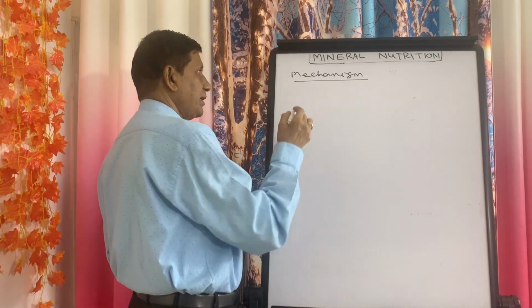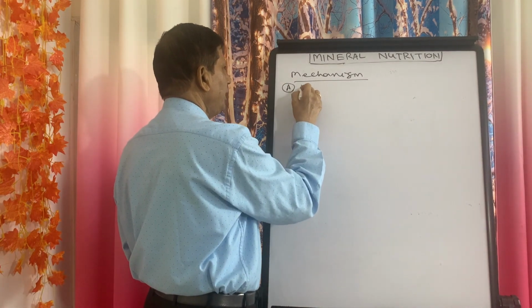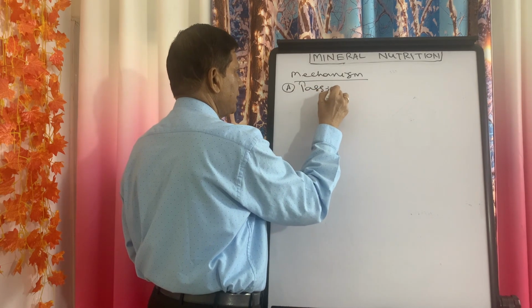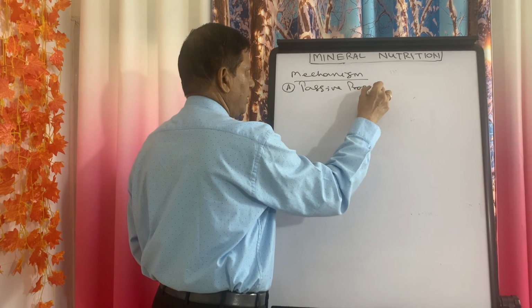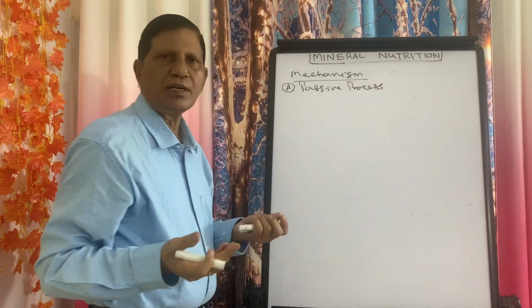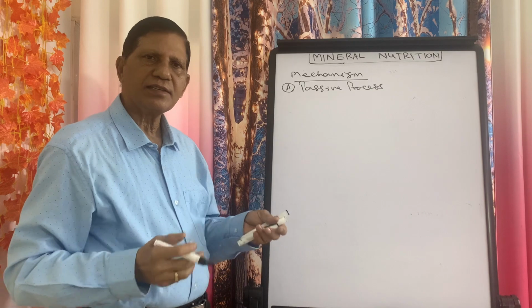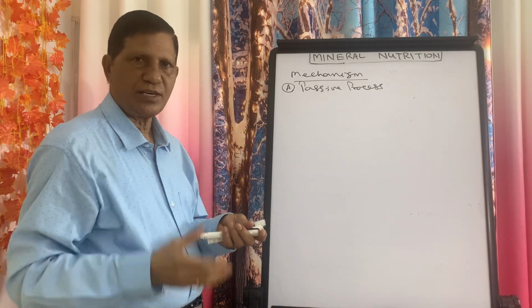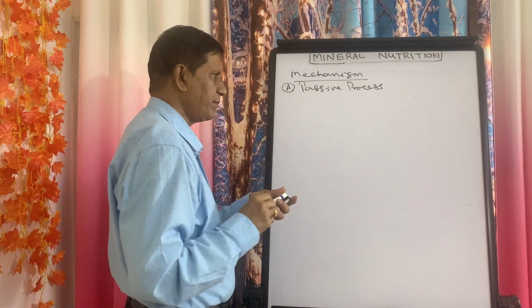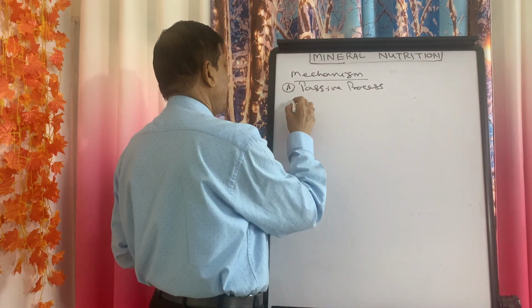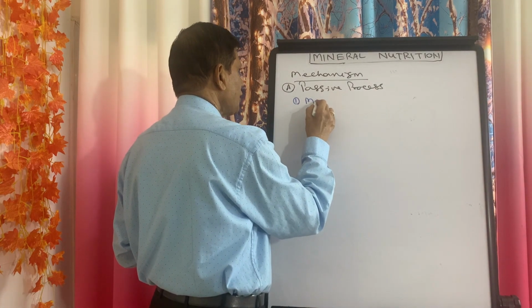And you also know what the major differences are between passive and active processes. Passive process means it doesn't require any energy. Under the passive process, again there are several methods of passing of the ions. Now here number one is mass flow.